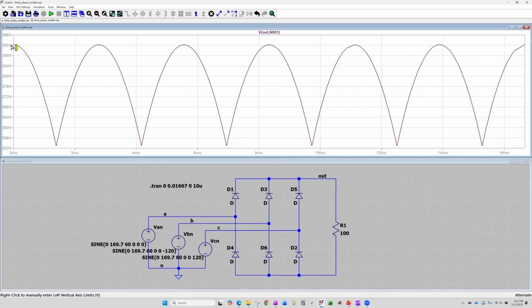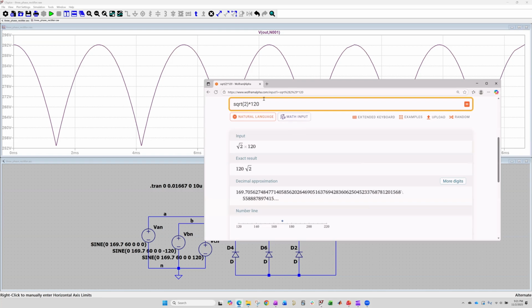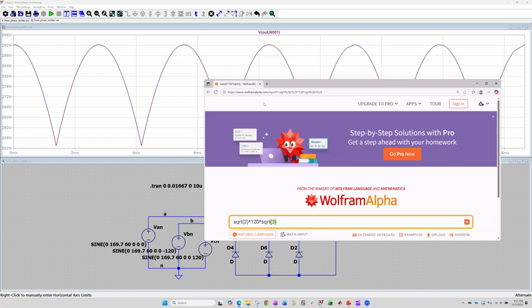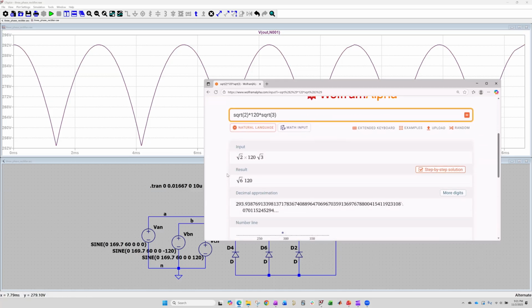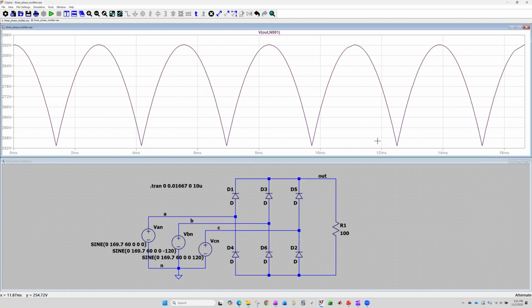And for the peak value, if you recall from our analysis, it should be the peak line-to-line voltage. And the peak line-to-line voltage we know is square root of 3 times that of the line to neutral. So that gives us a value of 294 volts. So that's very close to the value we're seeing in simulation. So that's a good check.